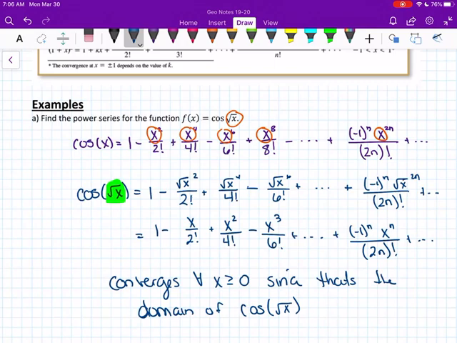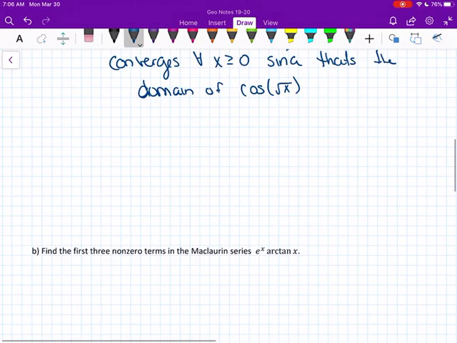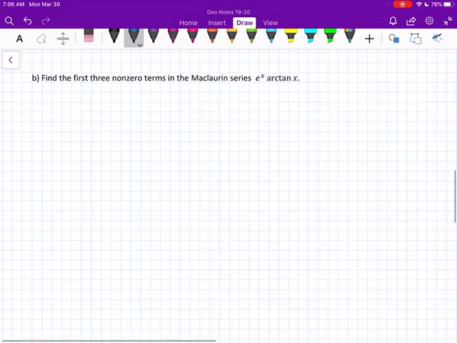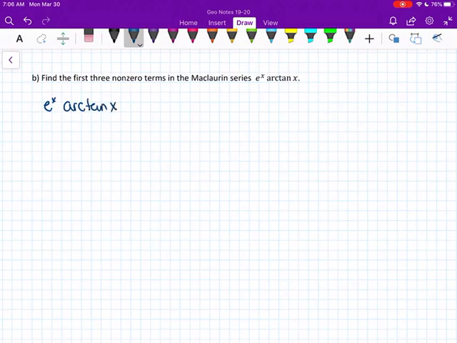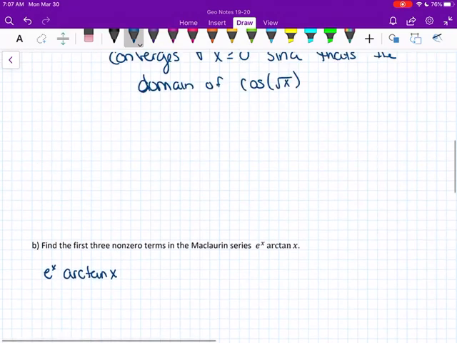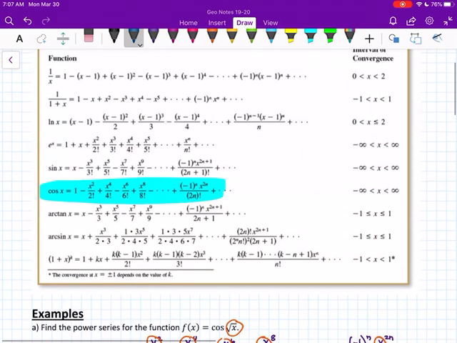All right, our next example says find the first 3 non-zero terms of the Maclaurin series for e to the x times arctan of x. For this one, I am going to use both the power series for e to the x and arctan of x. So I'm going to go up to the top and copy those down. So we have e to the x right here, and arctan of x right here.